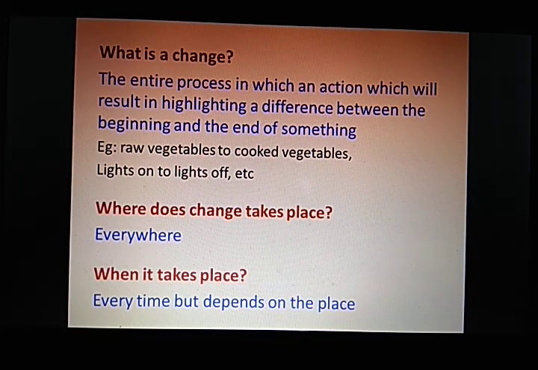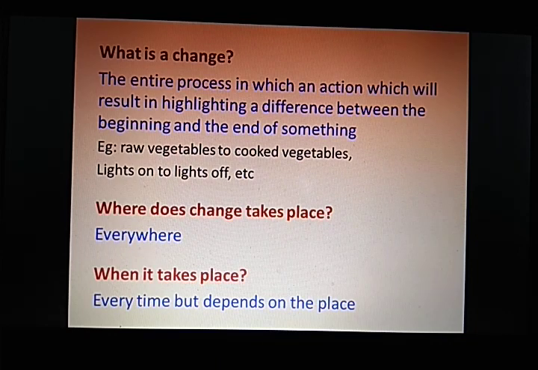The material by which vegetables are made up of was previously hard, and after that it is now pretty soft. So there has been a difference, and this difference is what we call a change.